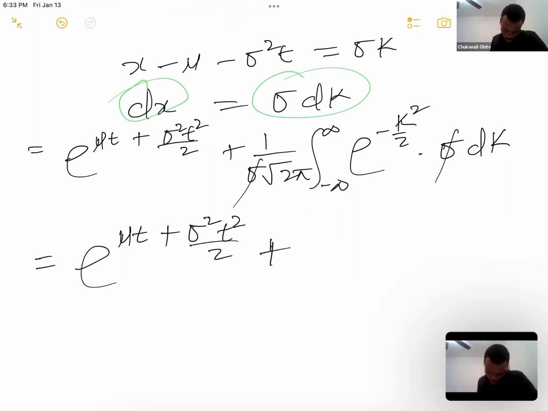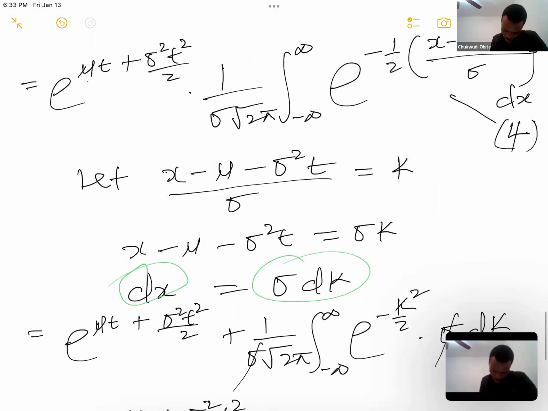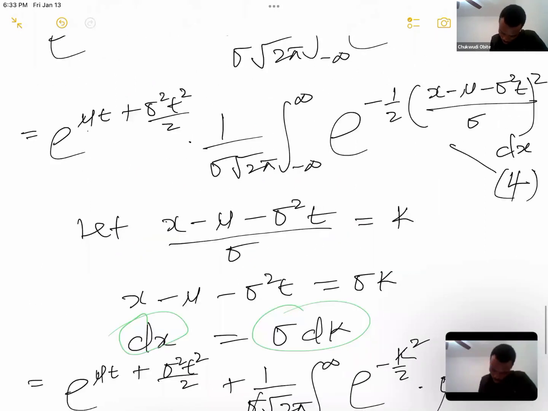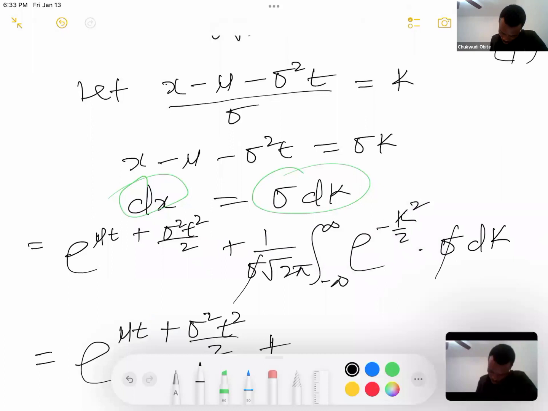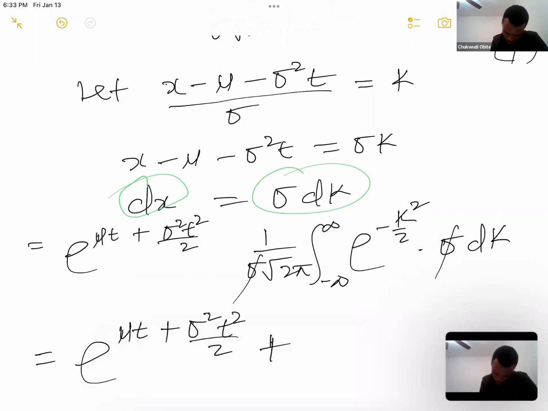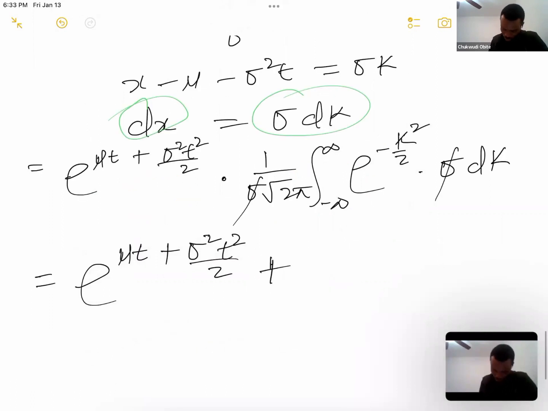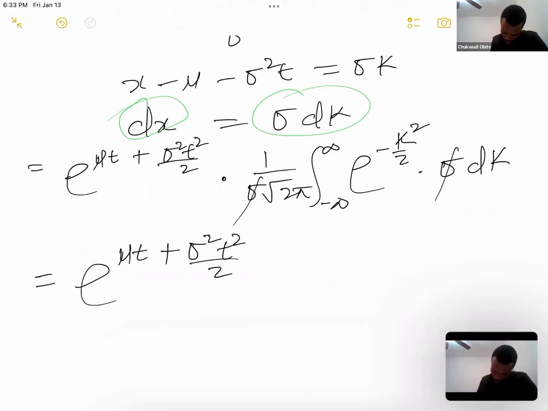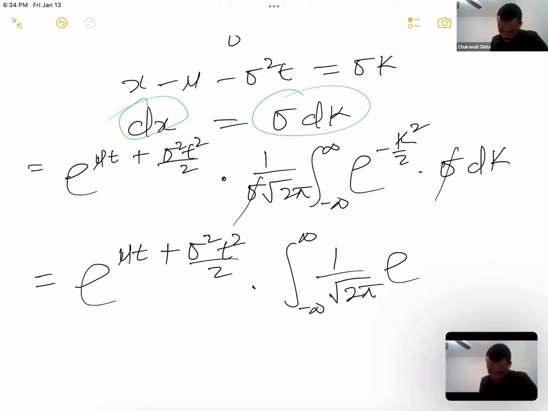No, not plus. I don't have plus here. This is times. There's no plus here, so that should be times. Times the integral from minus infinity to infinity. Let me take the 1 over square root of 2 pi inside.